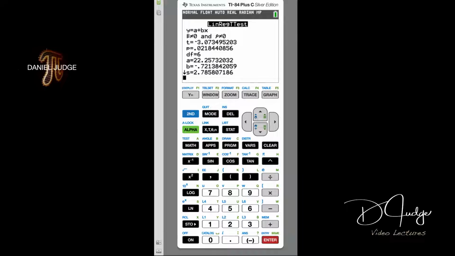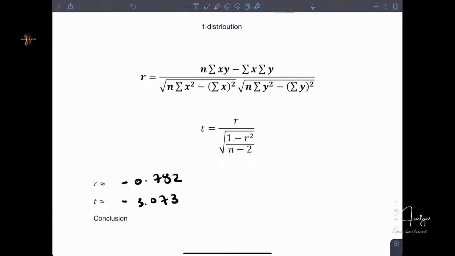The R value, we go over here, is negative 0.782. So R is negative 0.782. I'm writing this down on my iPad. This is the sample linear correlation coefficient. Now, ladies and gentlemen, that's not really close to -1. So if there is a correlation, we don't know yet.